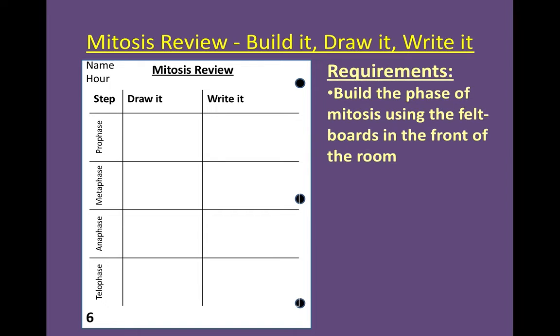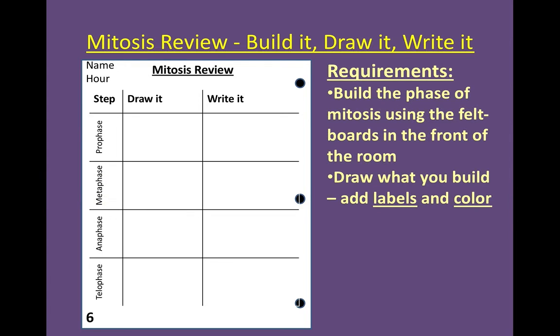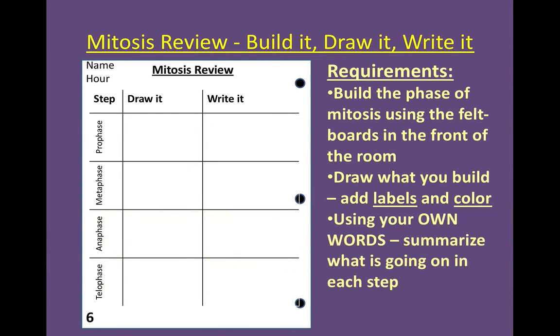And then you are going to draw what you just built in the column that says draw it. Please note that for your drawing, you need to add labels and you need to add color. All right, and then finally, in your own words, you are going to summarize what's going on in that step. Now, you may use your notes to help you, but you may not just simply copy what's in your notes. You need to put things in your own words as you summarize this. All right, so that is called Build It, Draw It, Write It. That's option 2.